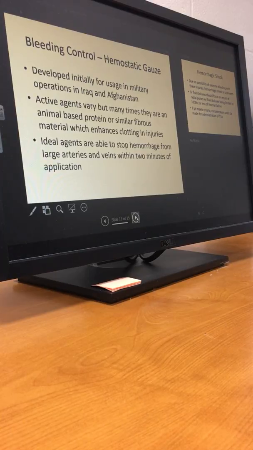Hemostatic gauze is another popular method of bleeding control. It was developed initially for usage in the military operations in Iraq and Afghanistan. Active agents vary, but many times they are an animal-based protein or similar fibrous material, which enhances clotting in the injuries. Ideal hemostatic agents are able to stop hemorrhage from large arteries and veins within 2 minutes of application.